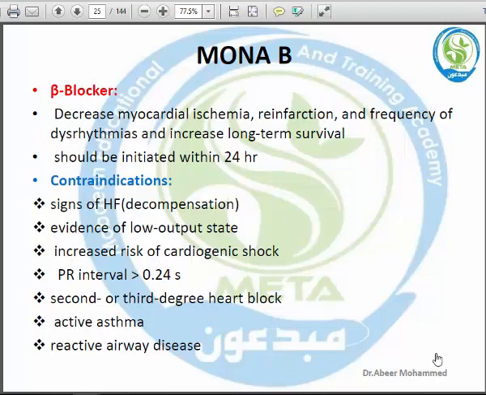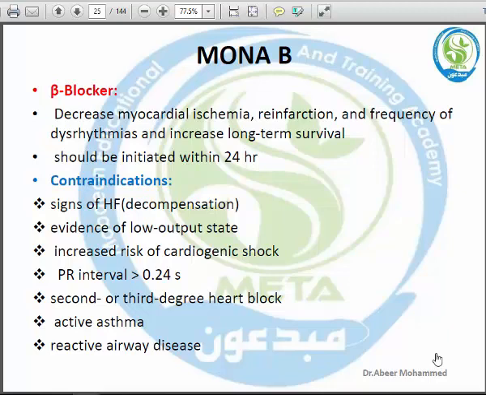Also, among the contraindications of using beta blockers are second or third degree heart block. We know that one of the side effects of beta blockers is AV block. If we have second or third degree heart block, we can't use beta blockers.